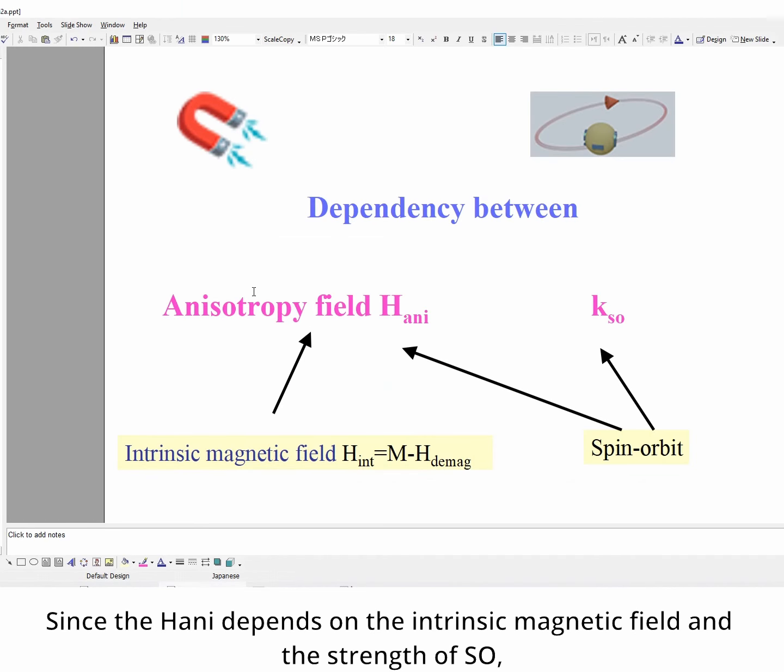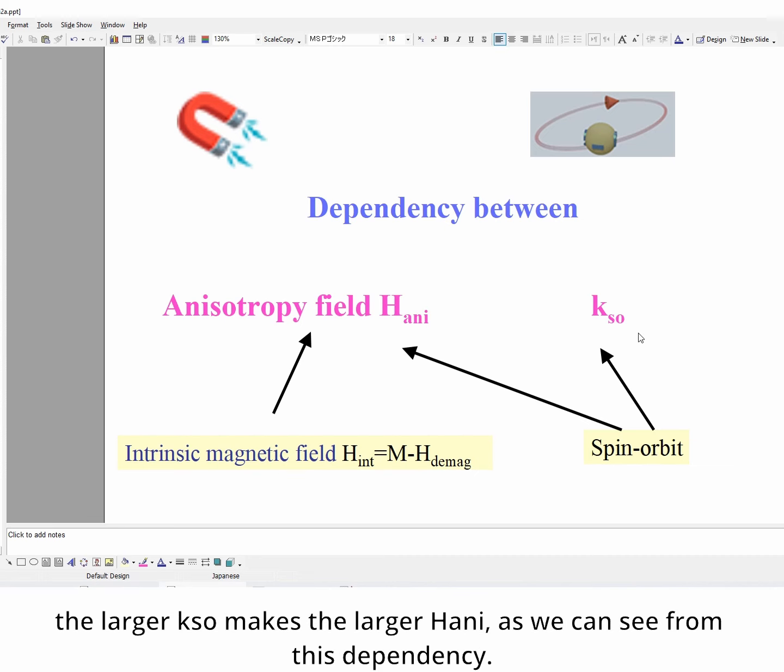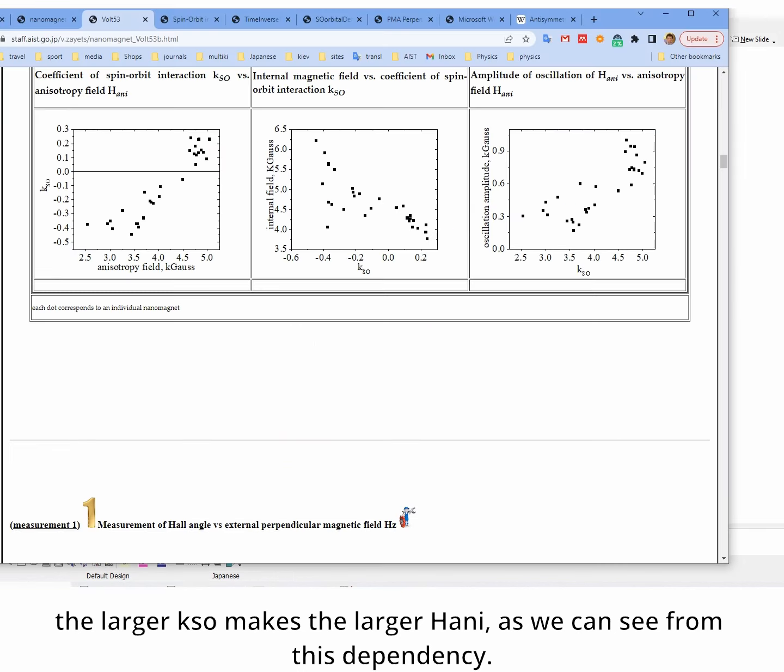Since the anisotropic field depends on the intrinsic magnetic field and the strength of the spin-orbit interaction, the larger coefficient of spin-orbit interaction makes the larger anisotropic field. As we can see, exactly what we can see from this dependency, positive slope.